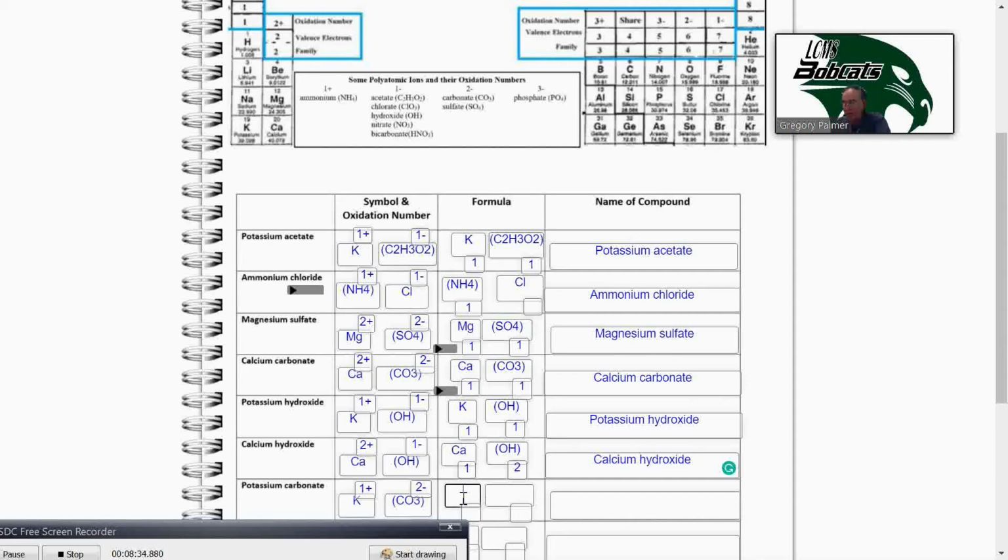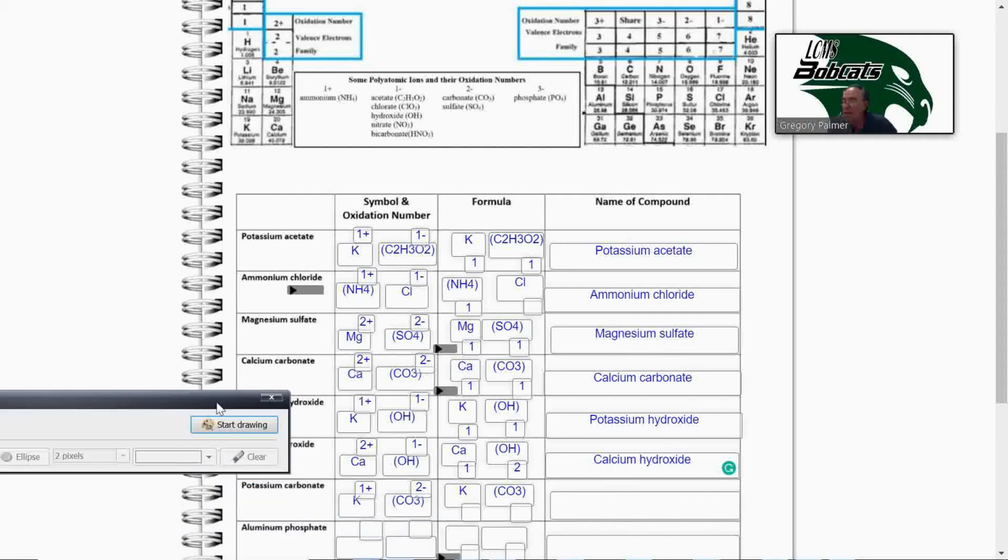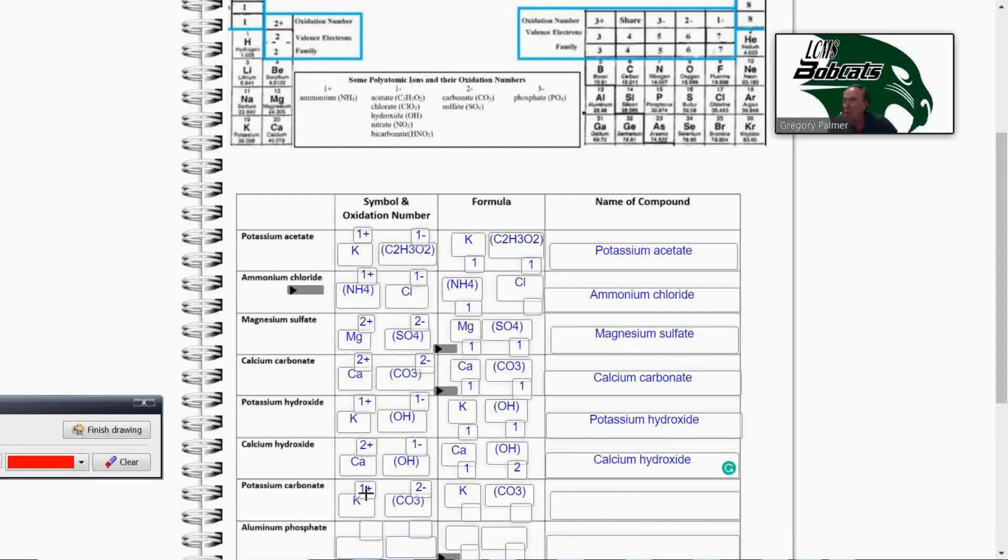And now to make the formula, we take the K, and we have CO3. And we're going to crisscross the numbers, okay? And so we're going to take this 1 and move it over here, and we're going to take this 2 and move it down over here. So when we put it in, the 2 is going to go here, and the 1 is going to go there. So we have K2. We'll crisscross and drop the signs. And then we have potassium carbonate.